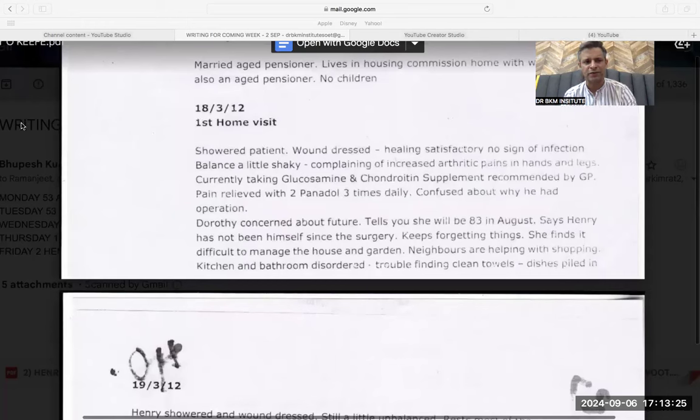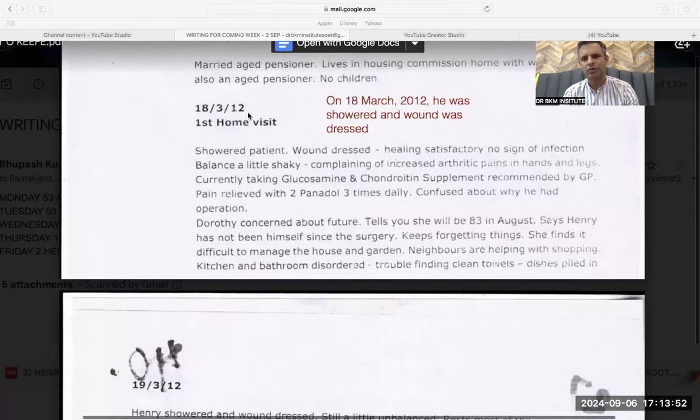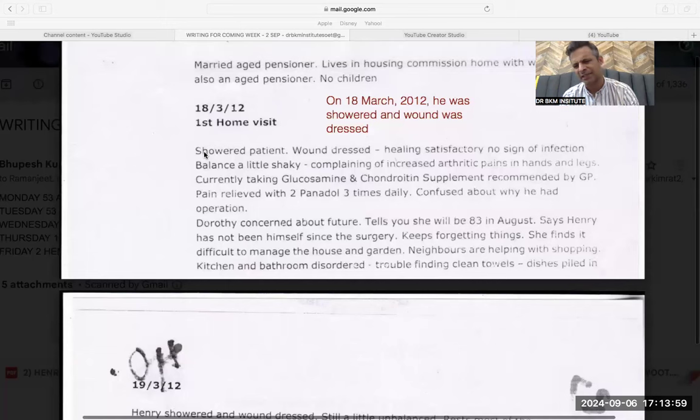Again, if you want to make a passive voice, simple passive voice is on 18th. You can write it in a simple way. On 18 March 2012, he was showered and wound was dressed. This is how simple you can write, guys. On 18th March 2012, he was showered and wound was dressed. Was plus third form. Past indefinite passive voice.